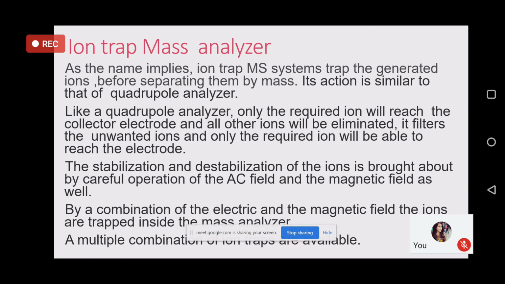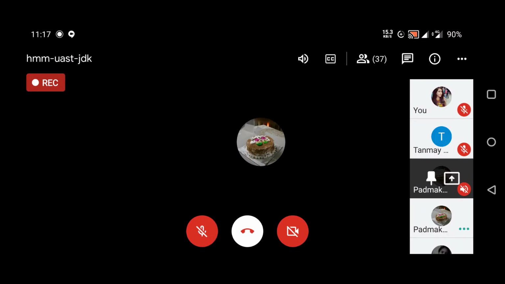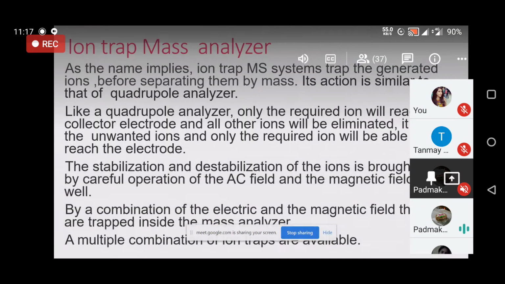The response will be pulsed. That is, once you pick up one particular m by z, it will reach the collector electrode and register the current. If you want the same m by z again, then you'll have to go back to the ion beam, the ion stream, collect the ions again, bring them into the trap, confine them to the volume of the ion trap, and then do the picking up of one particular m by z by changing the conditions. So that is why in the case of a quadrupole, once you have set the conditions of the fields, one particular m by z will move through that channel undisturbed and will go to the electrode. It is not the case over here.